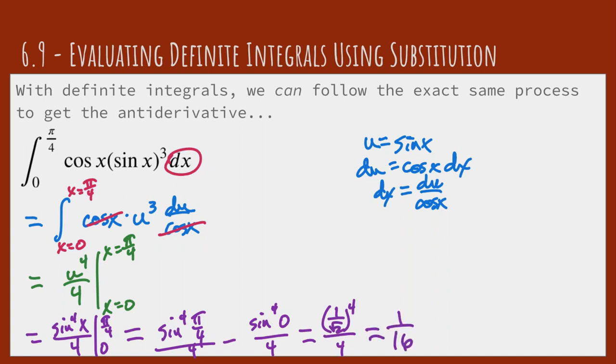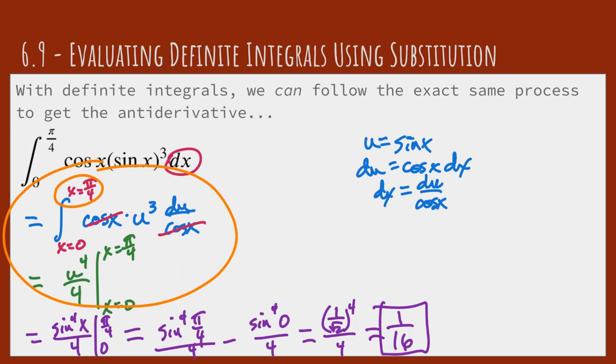So we end up with 1 over 16. So this process is okay, but we have some kind of clunky stuff going on here with our limits and changing the variables. We have to make sure that it's clear that our limits are x values instead of u values. And so what we can actually do is, when we make the substitution from x to u, in order to avoid writing x equals pi over 4 and x equals 0, we can change those to u values. And that's actually going to save us another step at the end.